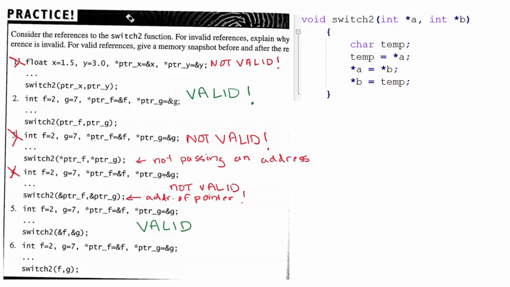Number 6. Valid or not valid? Not valid. Why is it not valid? It's not valid because I'm actually trying to do a pass by value instead of a pass by reference here, basically. So I'm trying to send the values of variables f and g into a function that's expecting to have an address passed to it. So that makes it not valid.